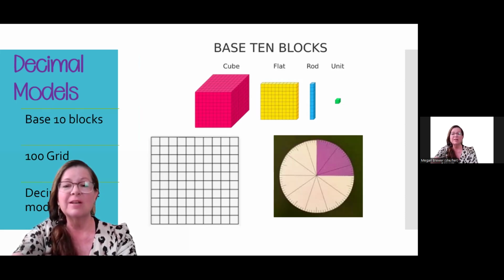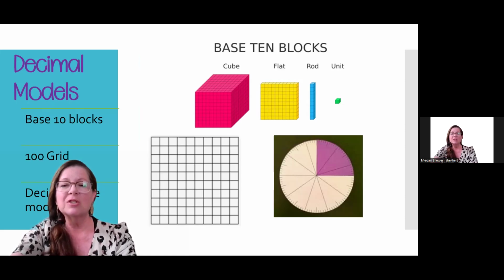100 grid. A 100 grid with each square representing 100th can be used to visualize decimal fractions and perform operations. Shading sections of the grid can represent decimals, and students can add, subtract, or multiply by shading or grouping sections. Decimal circle model is an area model used to help students visualize and understand decimal concepts, especially the relationship between fractions and decimals.